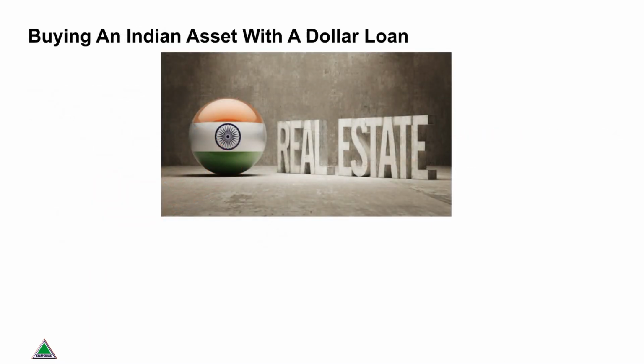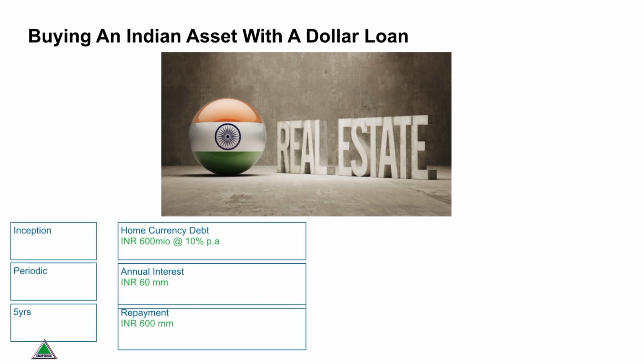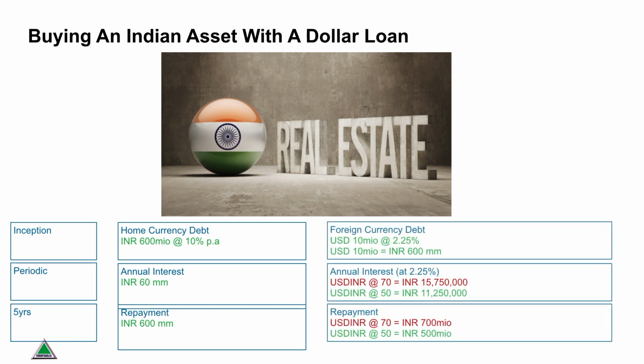This time John's going to buy some property in India. Now, in India, interest rates are a lot higher, and if he takes a rupee, an Indian rupee denominated loan, it would cost 10% in interest, way above dollar interest rates. So if he had a 600 million rupee loan, this would equate to about 60 million rupees in interest cost. So John says, forget it. What I'm going to do is take out a dollar loan. Now let's say that 600 million rupees is the same as $10 million. So we're using a dollar rupee rate of 60 rupees to the dollar.